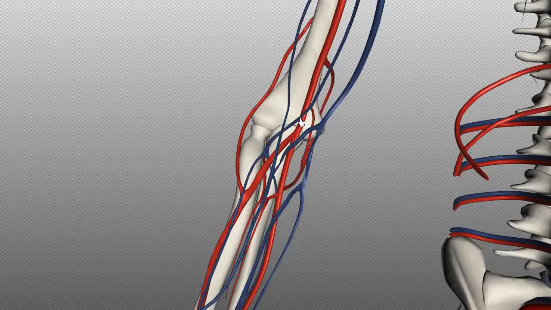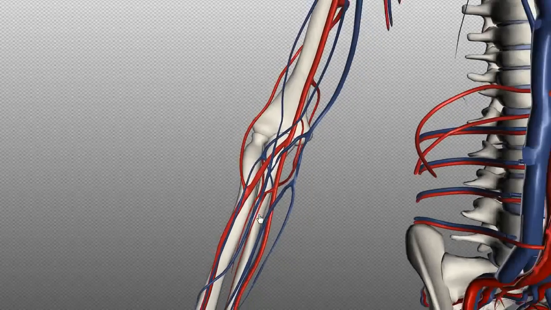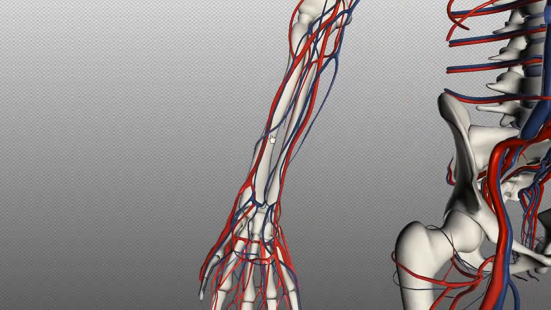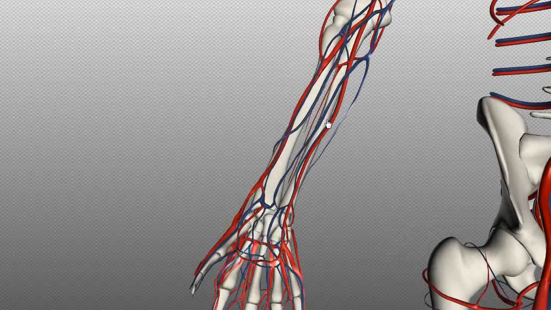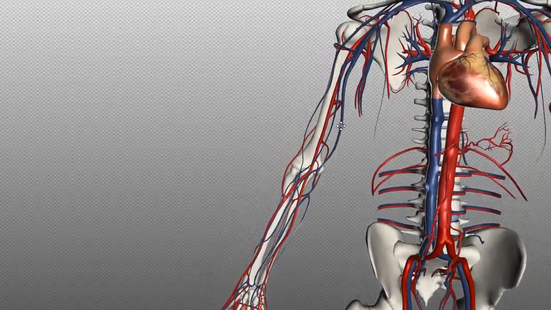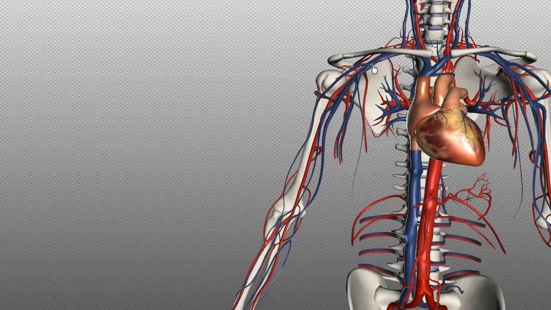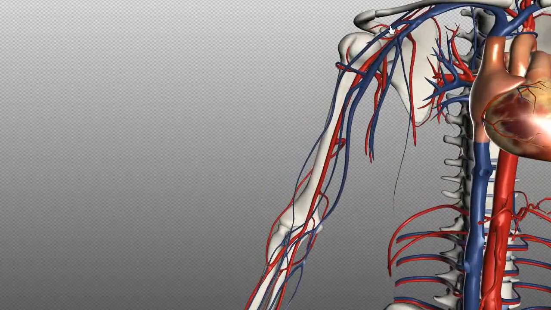So the brachial vein is formed by the joining of the radial and the ulnar vein. So the radial vein runs down the radial bone and the ulnar vein runs down the ulnar bone, hence the name. So just to quickly go over that again, you've got the axillary vein going into the subclavian vein, going into the brachiocephalic vein, going into the superior vena cava.